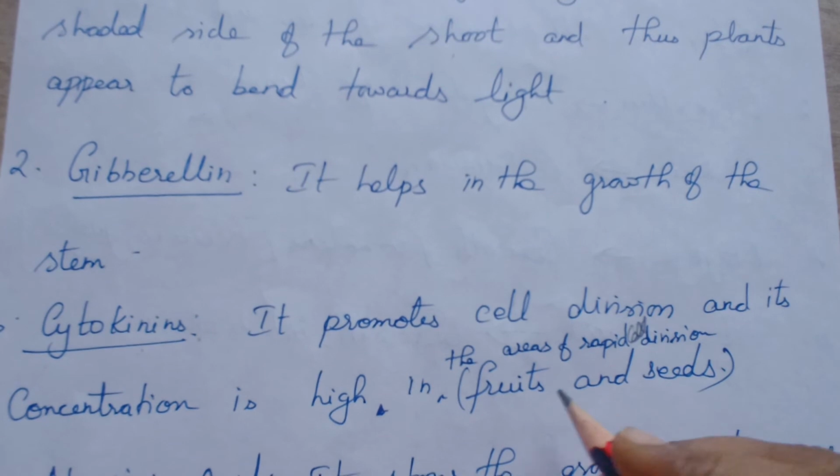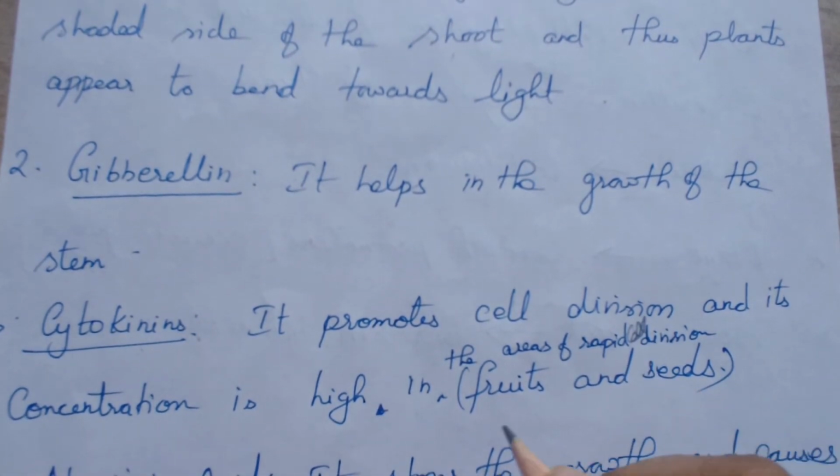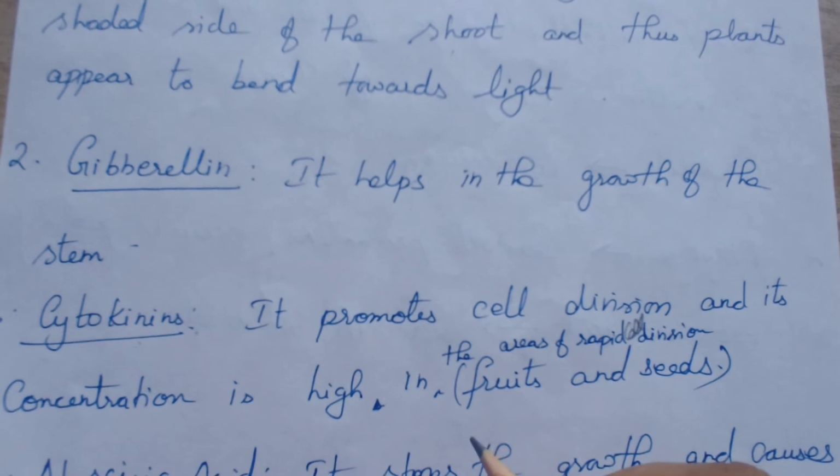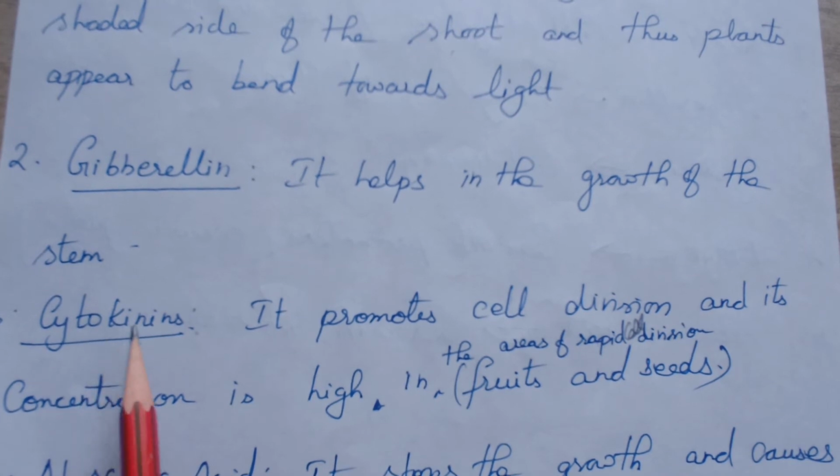Wherever cell division is required, which area is it mostly required in? In the fruits, right? Fruit formation, right? Most of the fruit will be formed in a short period, right? How does the cell division happen? It is because of the cytokinin hormone.